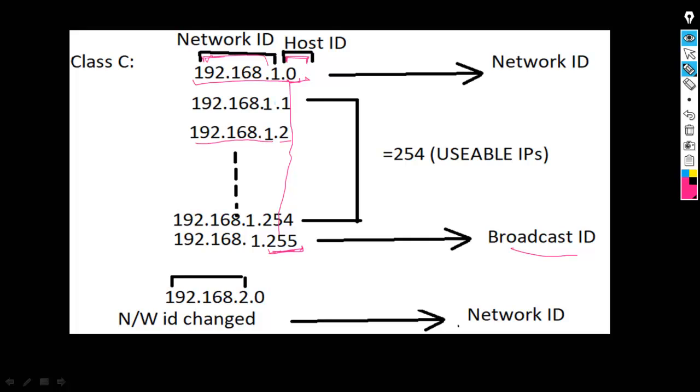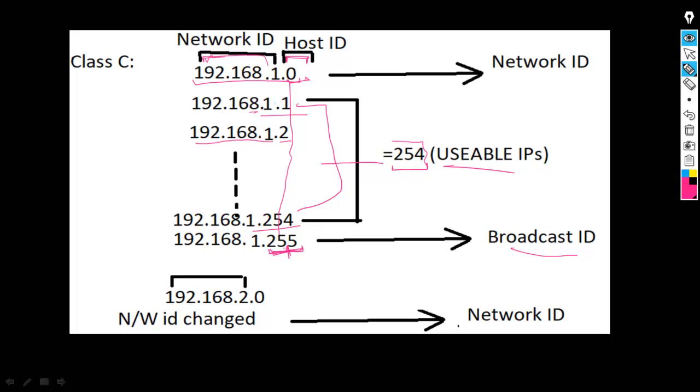That's the reason we cannot use this IP having 255 value in the last octet. So the IPs which we can use will be from 192.168.1.1 till 192.168.1.254. So in total we have 254 IPs which can be used.